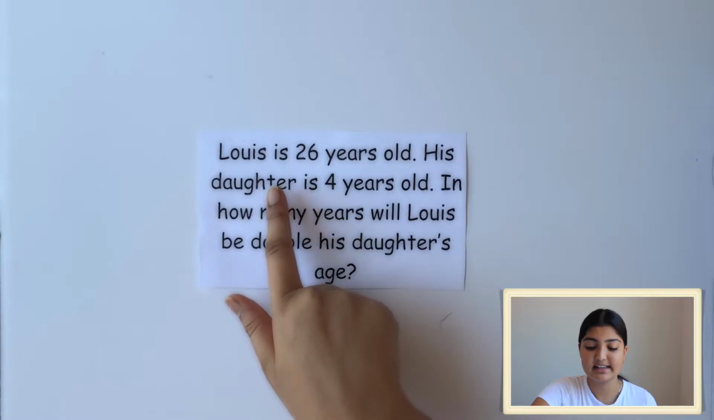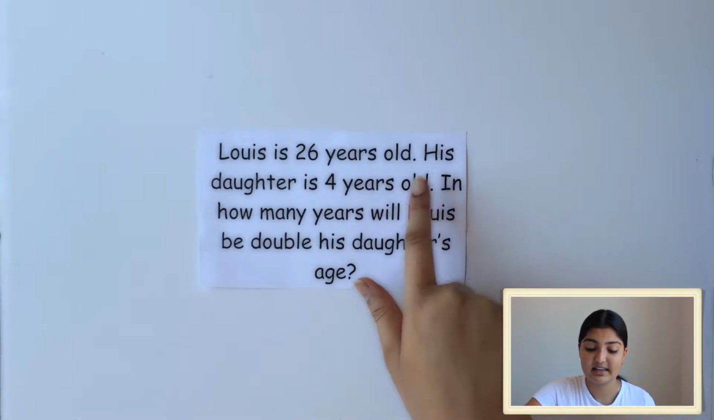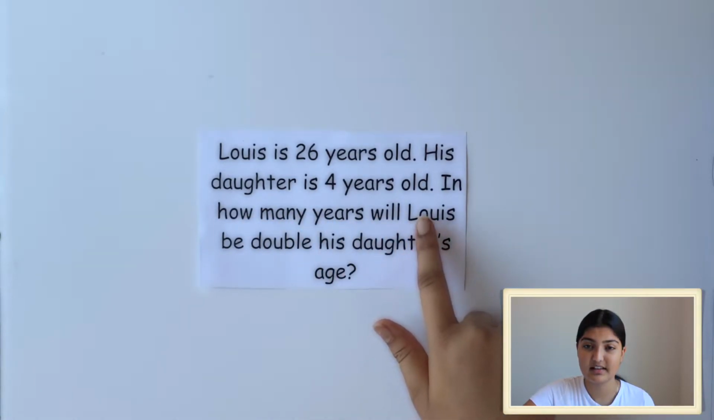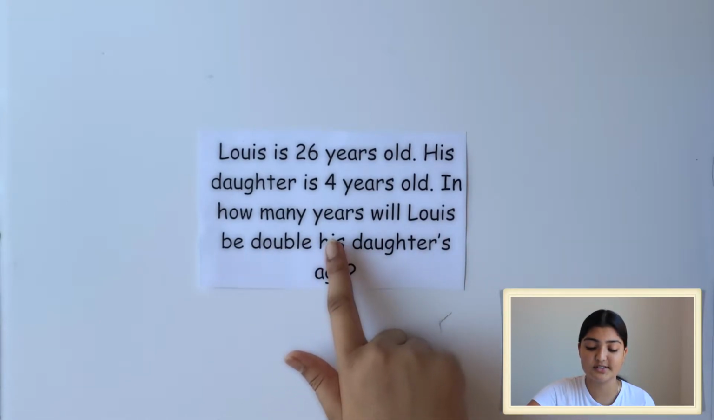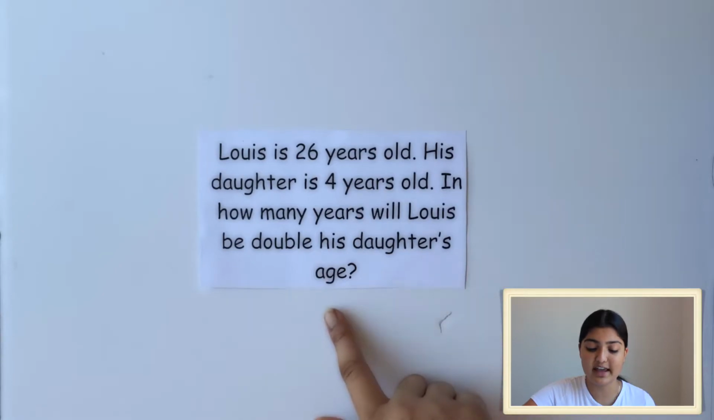Louis is 26 years old. His daughter is 4 years old. In how many years will Louis be double his daughter's age?